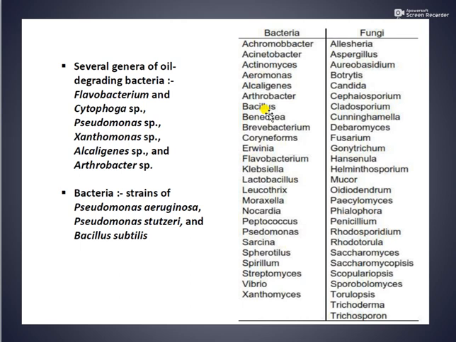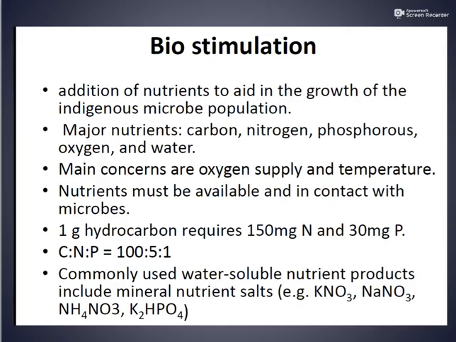You can see Bacillus also. Bacillus is also a bacteria which can produce a biosurfactant, and that plays an important role. So not only the enzymes needed for the degradation, but sometimes other components too. I told you about the surfactants. The surfactants produced by these bacteria will also aid in the removal of oil spills from the water bodies. Then another thing is biostimulation.